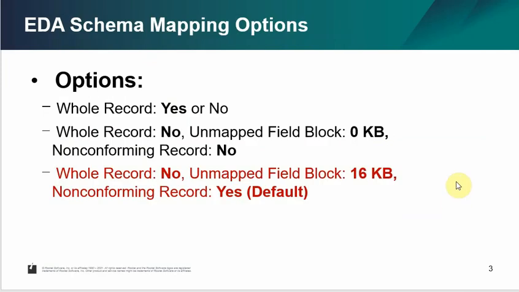So there are three situations. The first one: if your EDA schema mapping option uses the whole record option set to yes, then you can change it using the alter EDA map function without doing the reconversion process. Or, if you don't need to store the non-conforming records and set that to no, you also have the option to change it. But unfortunately, most EDA customers use the third option, which is the default one. You will store non-conforming records, so you cannot use the EDA auto map function.